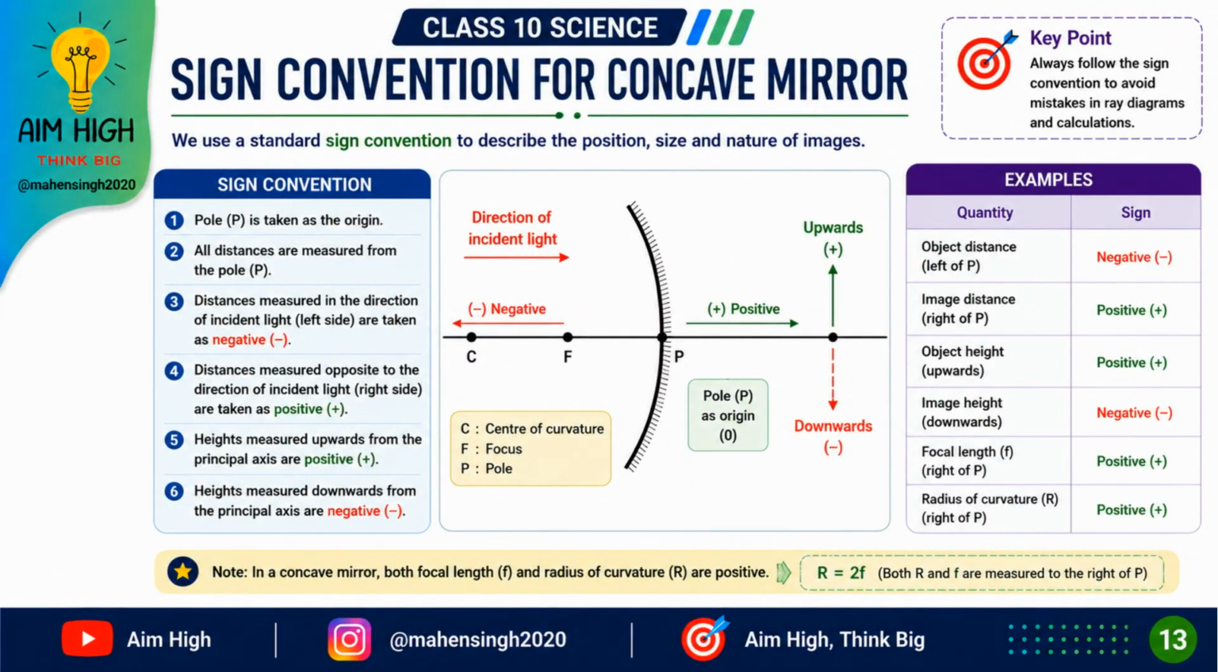Accurate calculations require following the sign convention. The pole is the origin. Distances in the direction of incident light are negative, and heights above the axis are positive.